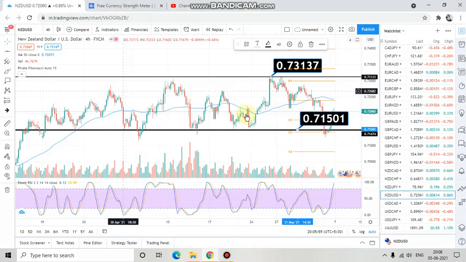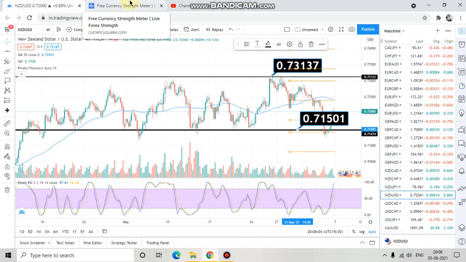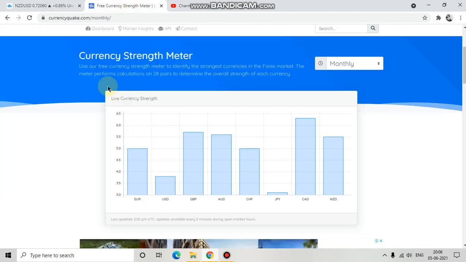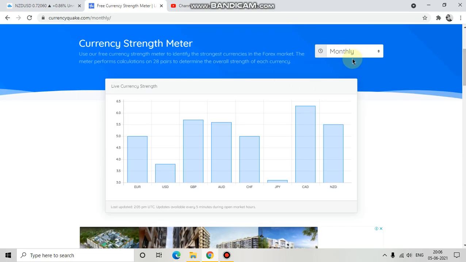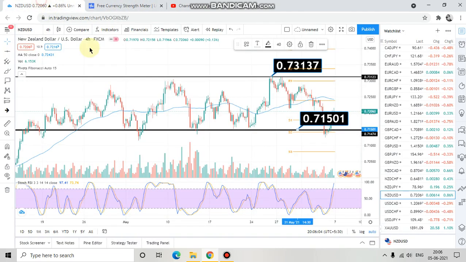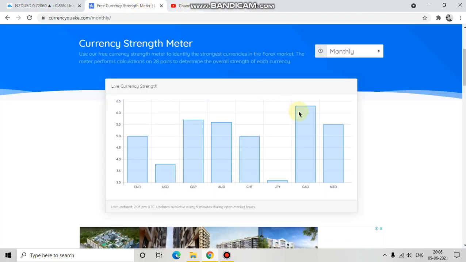The main reason behind this, we can find in the currency strength meter. This is the currency strength meter, currencyquack.com. This is free of cost, you can also use it. Right now I'm in the monthly time frame here because we can see that NZDUSD has been in a range for quite some time. That's why I'm in the monthly time frame.